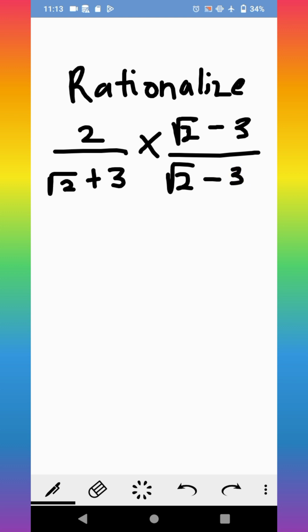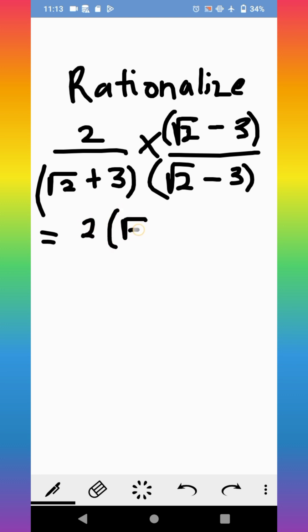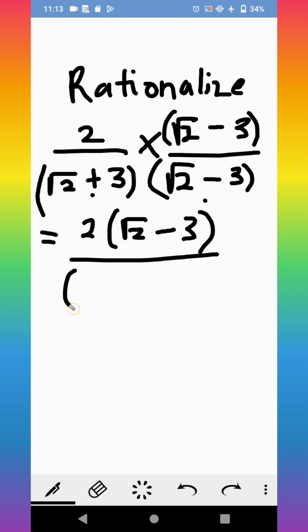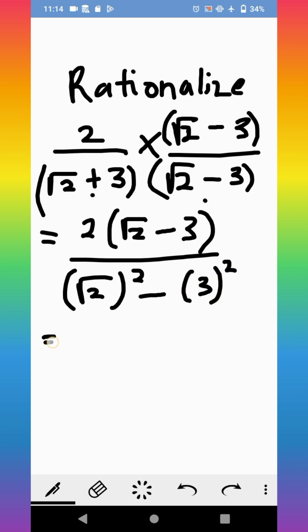All right, so we use that, put this in brackets, we use that to multiply up and down. 2 times everything there will give us 2 open bracket root 2 minus 3 all over. If you look at the denominator, it's actually a difference of two squares. That means we can do something like open bracket root 2 squared minus 3 squared. That's the fastest way of simplifying it.